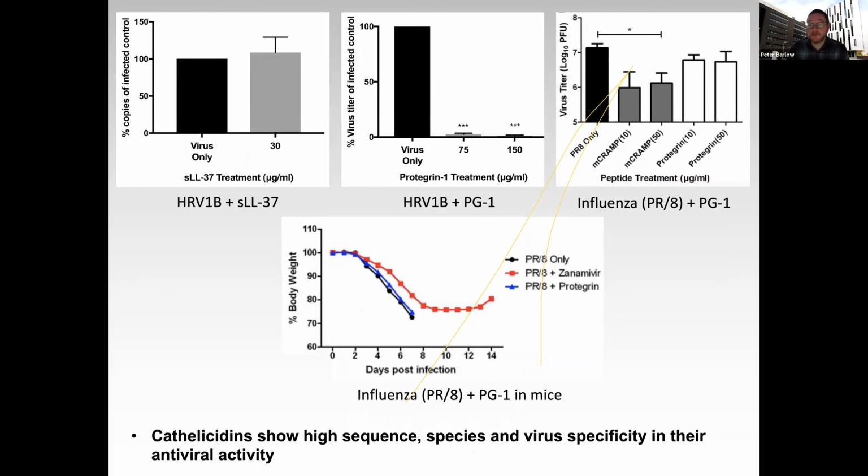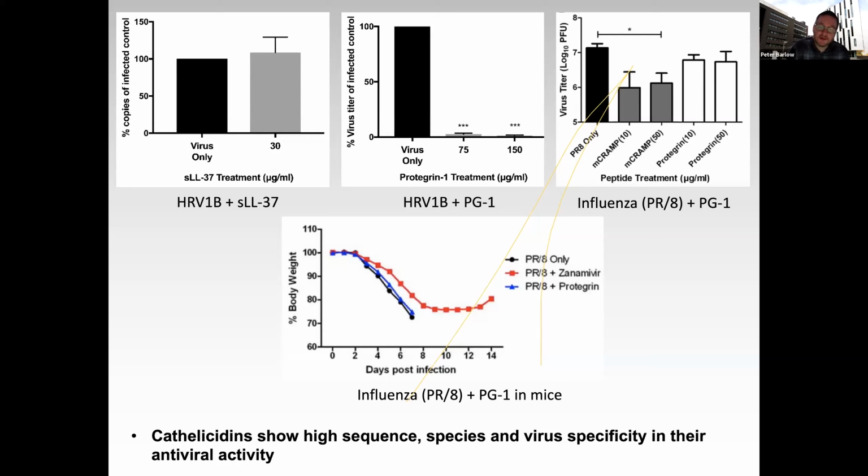We also treated the mice with cathelicidins from other species. As well as the human LL-37, we treated the virus and the mice with cathelicidins from the pig. In the center top there, protegrin 1, which is a pig cathelicidin, was just as effective as LL-37 in halting the amount of virus replication that was taking place. We treated the virus with MCRAB, which was the mouse version of LL-37, and that also had some significant effects.